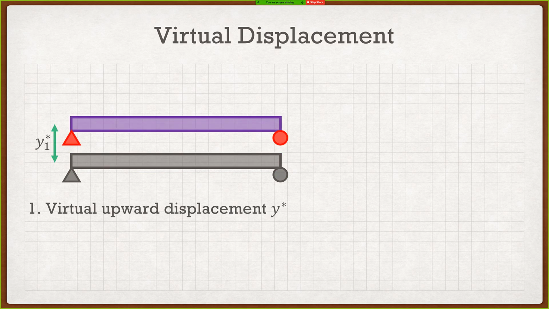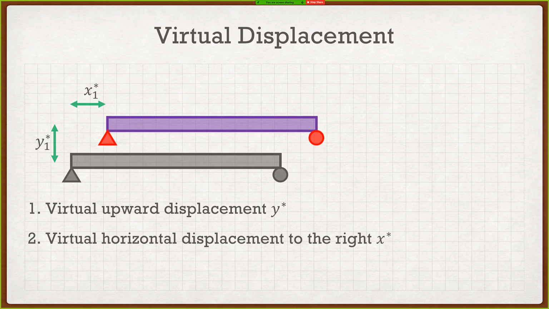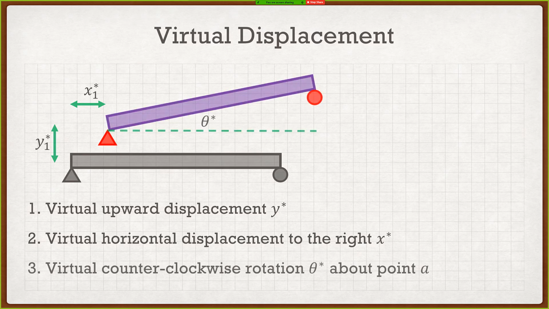One of the first ones I do is say, all right, it said that we had a virtual displacement upwards of y star. So I just take my beam and move it upwards. As simple as that. Then it said we also have a lateral virtual displacement to the right of x star. So my beam has been moved up, and now I'm going to move it to the right. Finally, we have a virtual counterclockwise rotation, theta star, about point A. Referring to my figure, the pin support, or that triangle, is obviously point A, and we're just rotating the beam counterclockwise about point A.